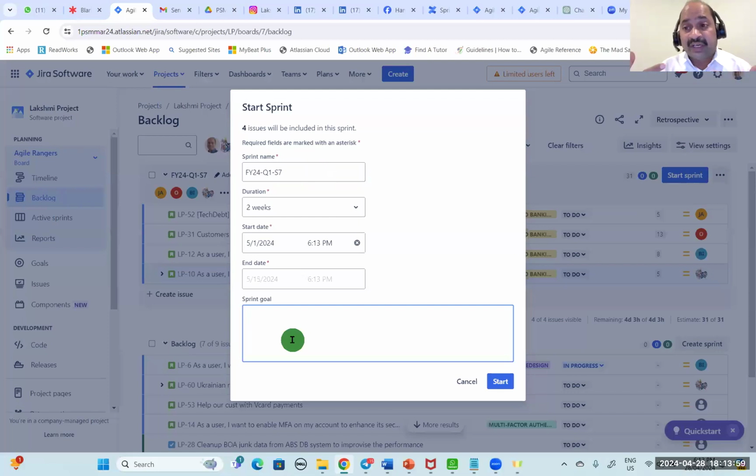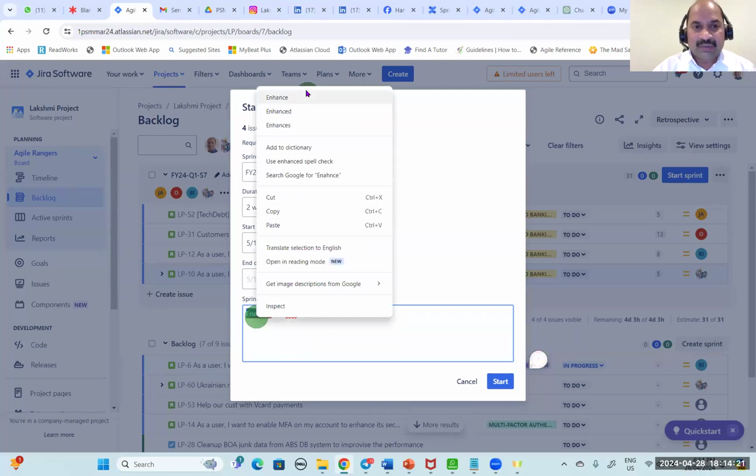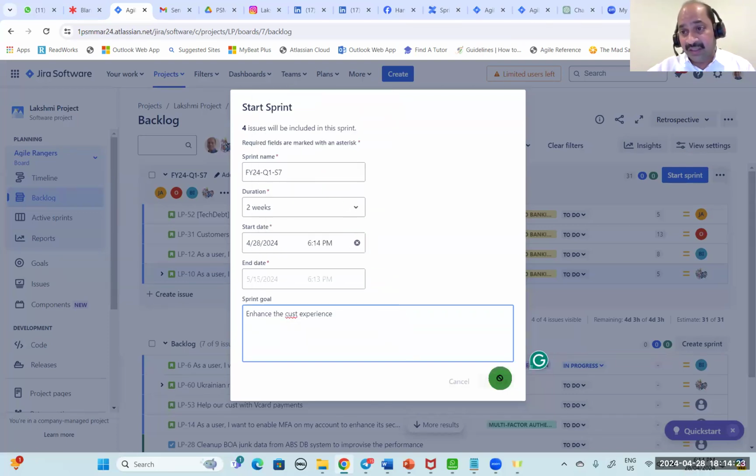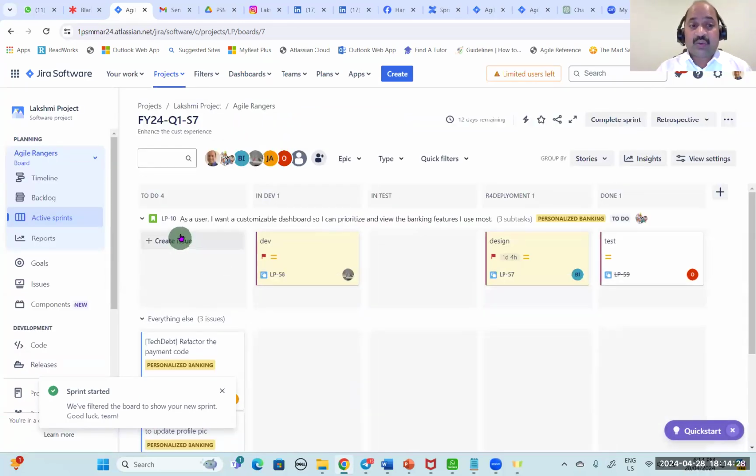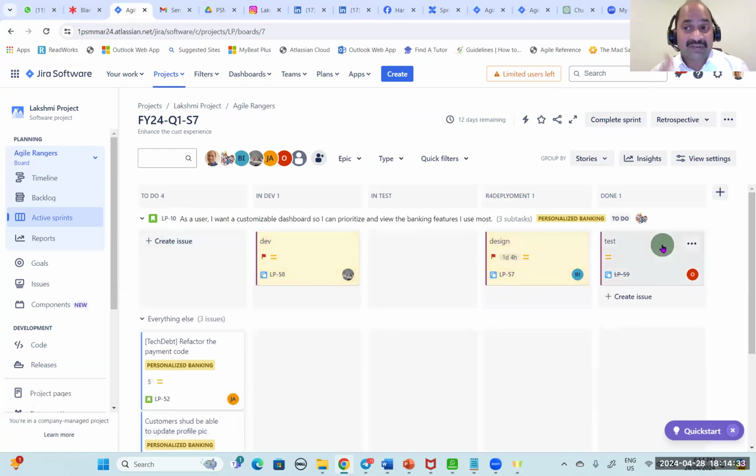There is a sprint goal, which will help the team members understand together what we are trying to achieve by the end of the sprint and why we are doing this. The sprint goal acts as a motivator for the Scrum team. For example, the team wants to enhance the customer experience. That's the goal. We started the sprint, and now the team is going to break this work down into smaller tasks. This is more about planning by the development team.